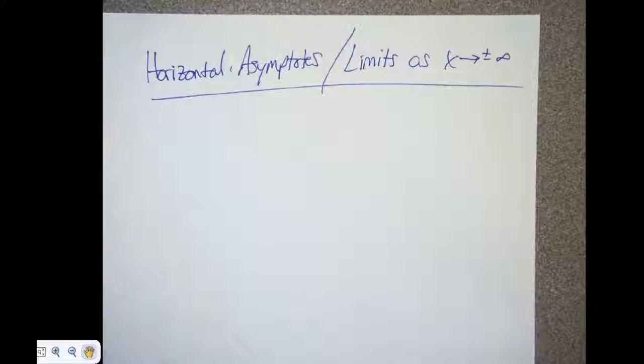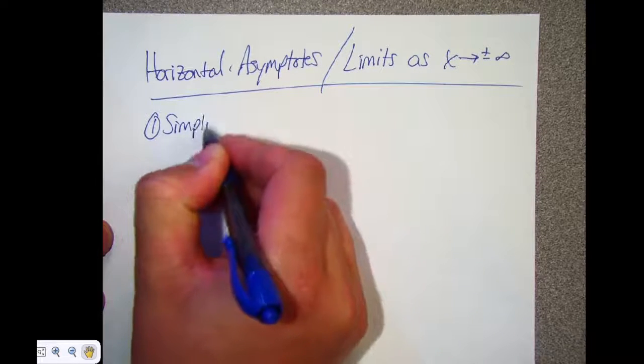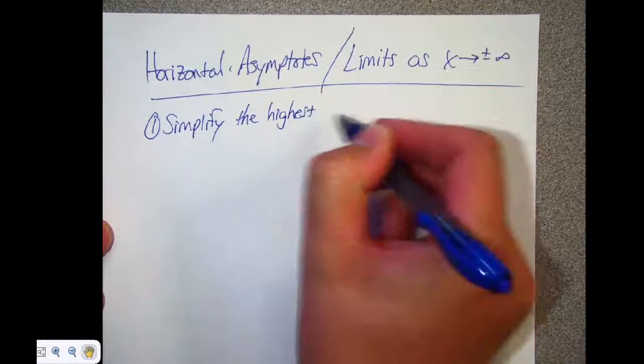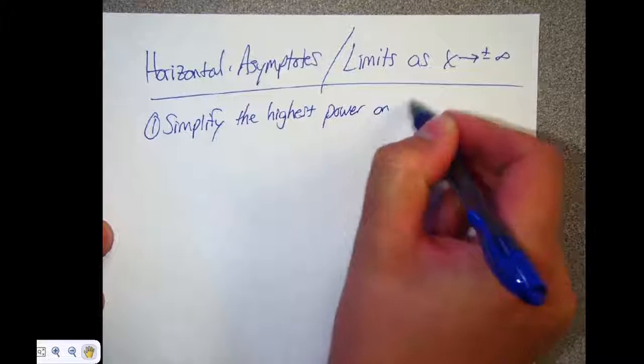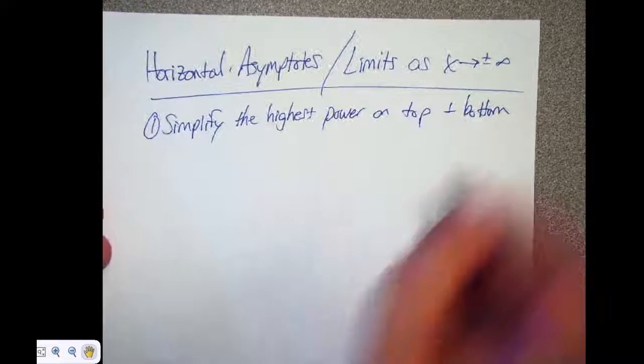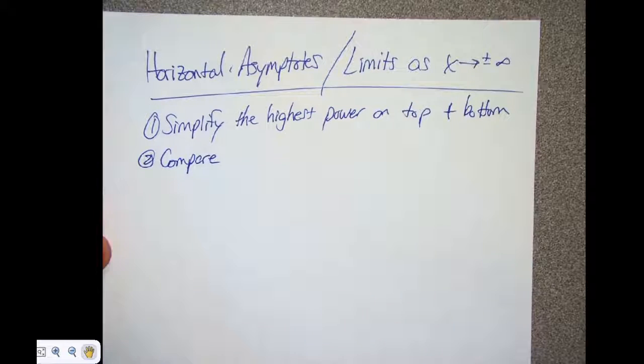Okay, so to find these, the first thing you're going to do is simplify. You only need to simplify the highest power on the top and the bottom. And then you're going to compare. Where's the higher power? The higher power on the top, the higher power on the bottom, the higher power on the top.